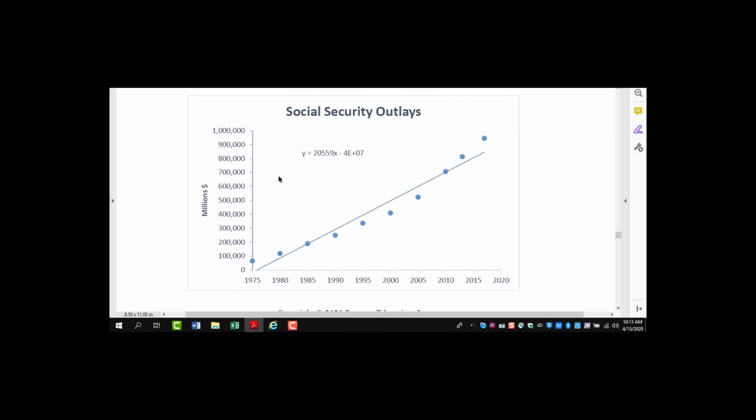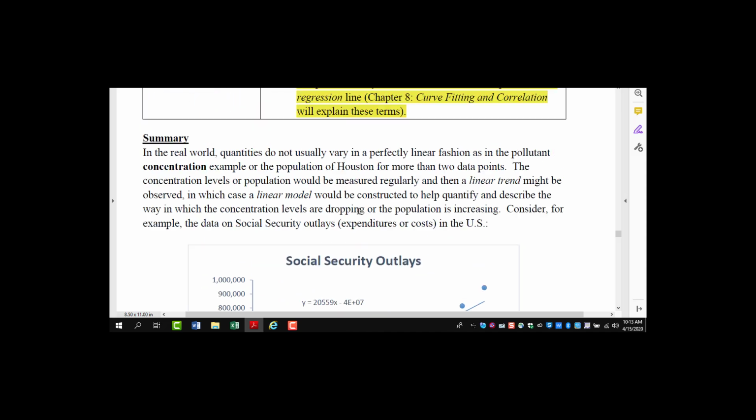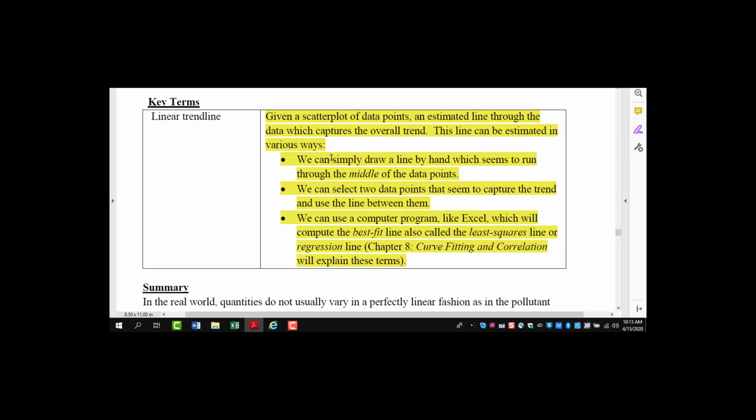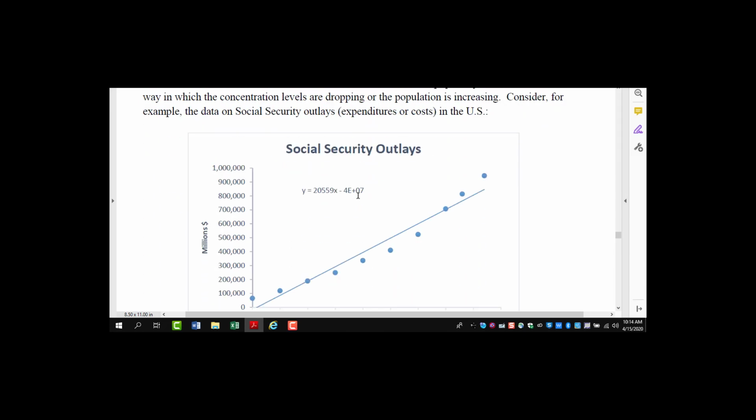There's just an example of a scatter plot of data points. The line was created by Excel. It's the line of best fit. It's called a trend line or a linear regression line. But here's the actual data points. So given a scatter plot of data points, an estimated line through the data captures the overall trend. So there's the line that captures the overall trend as done by Excel or done by a computer.